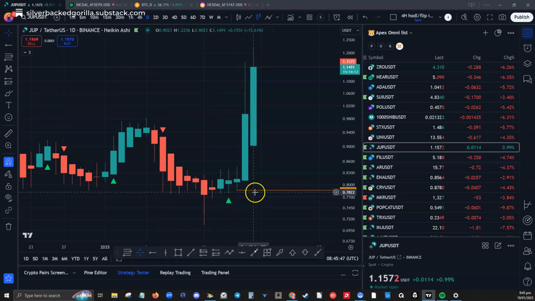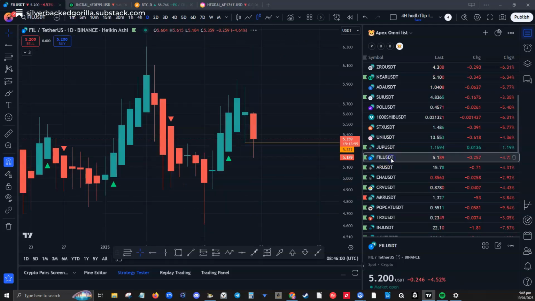Jupiter, amazing. Just keep it going. The stop loss level is at 78 cents, rather, and it's going up. There's no hesitation in that, and it's just going up nice and strong. It's a nice long.